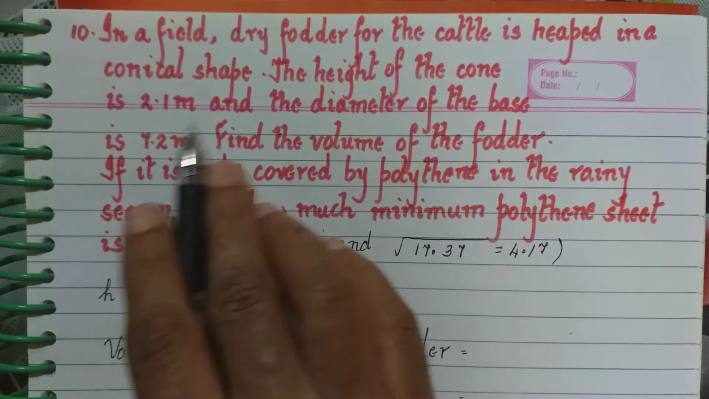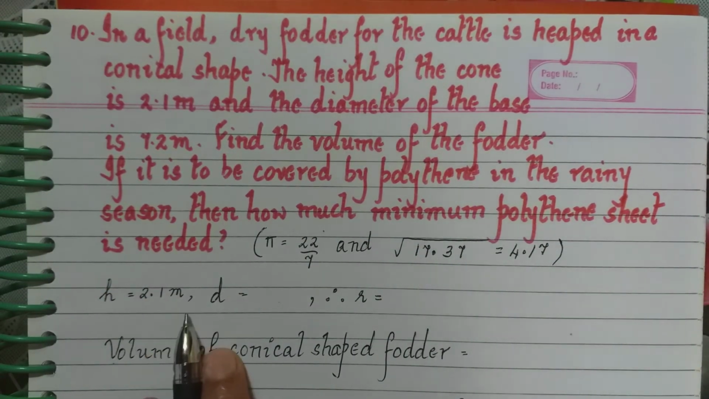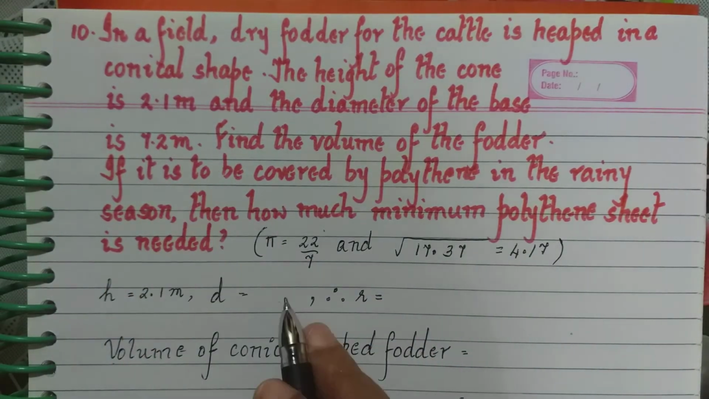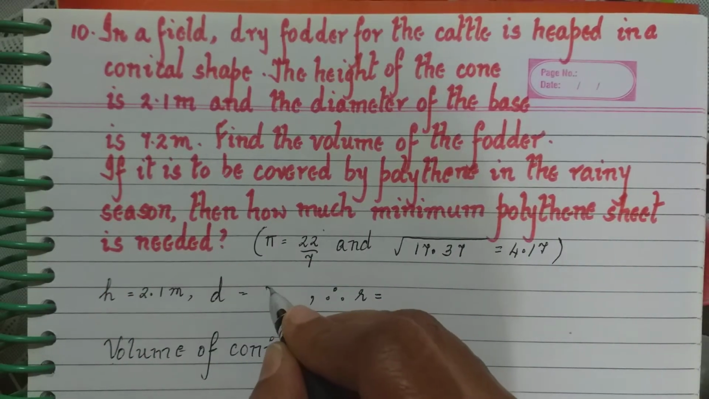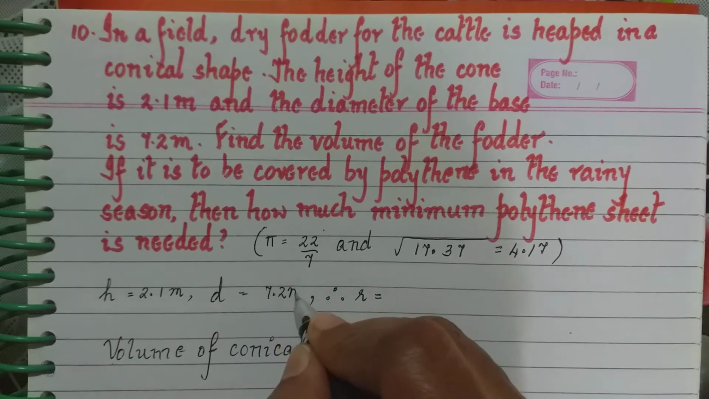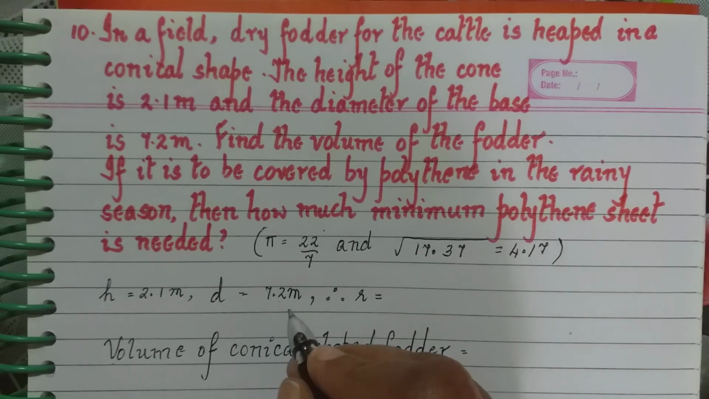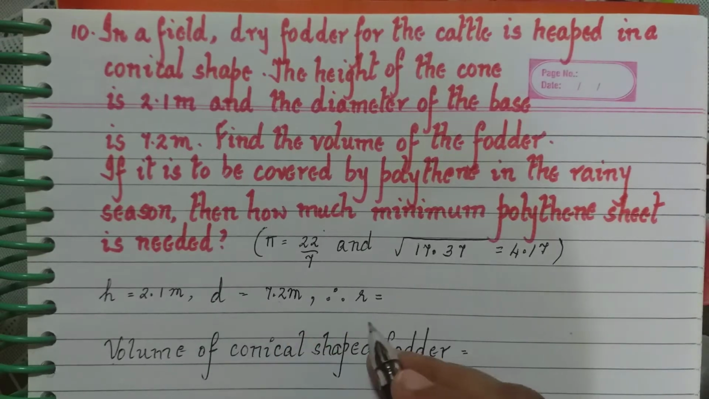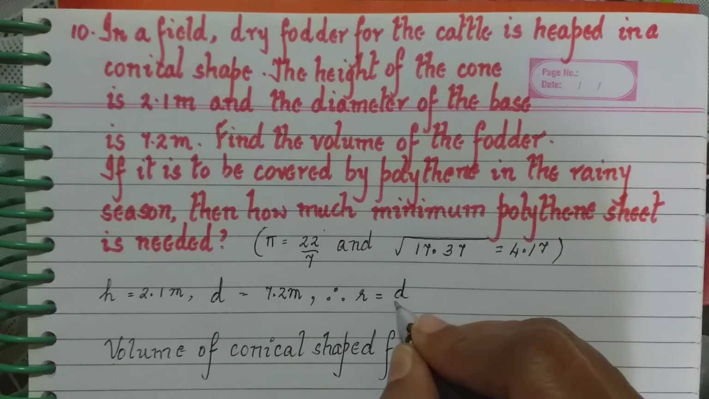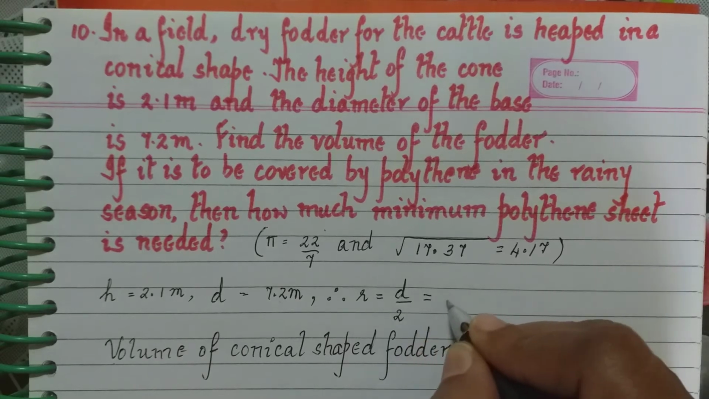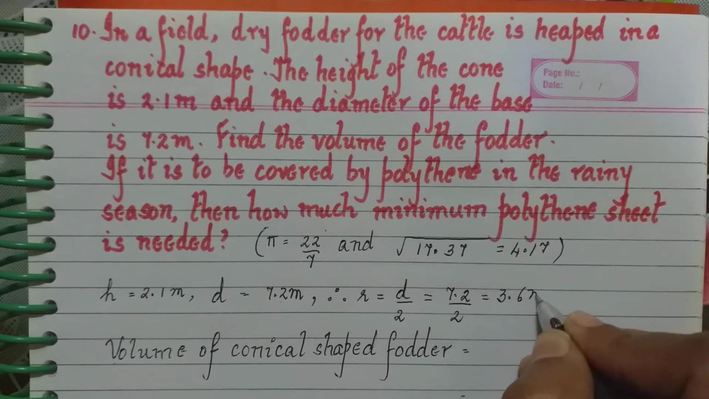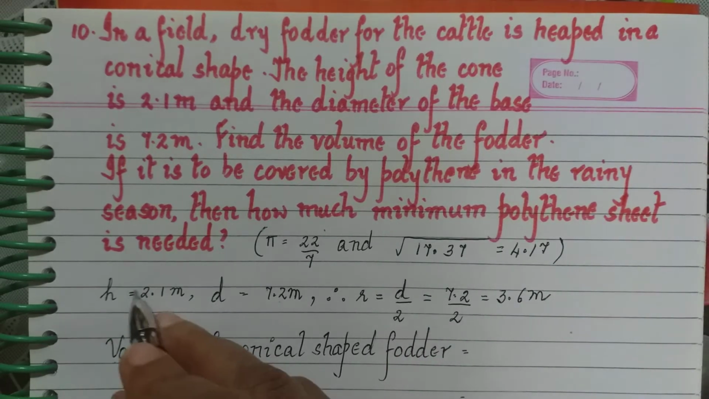The height is given. They said the height of the cone is 2.1 meter. So h equal to 2.1 meter. Diameter of the base was given as 7.2 meter. So I can write here 7.2 meter. If diameter is given, we can find the radius from that, because we know that the radius is half the diameter. So diameter divided by 2, which is 7.2 upon 2 equal to 3.6 meter. So we have got r, we have got h.